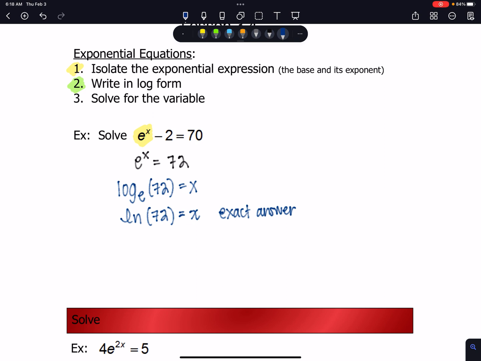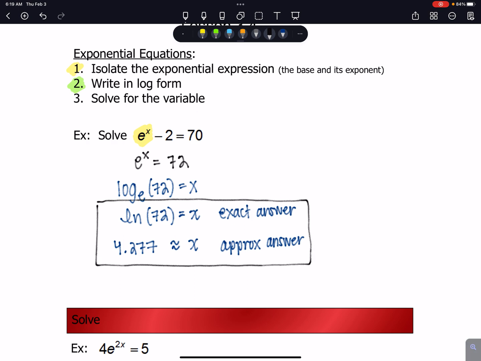An approximate answer, we would need to put that into our calculators. So we would grab out our calculators and put the natural log of 72 into our calculator, and you can press pause and try this and make sure that you're going to get the same answer that I'm going to write down. The approximate answer from the calculator, rounded to 3 decimal places, is 4.277. So there's 2 forms of the same answer.